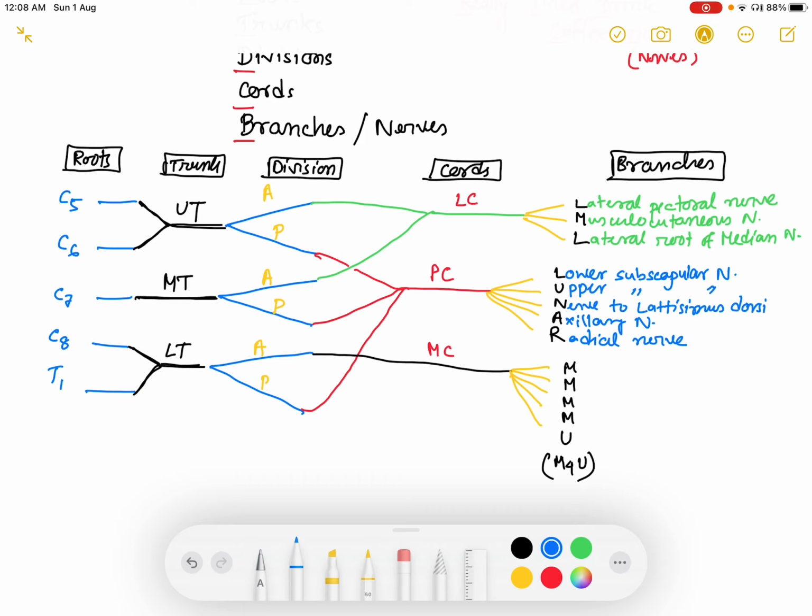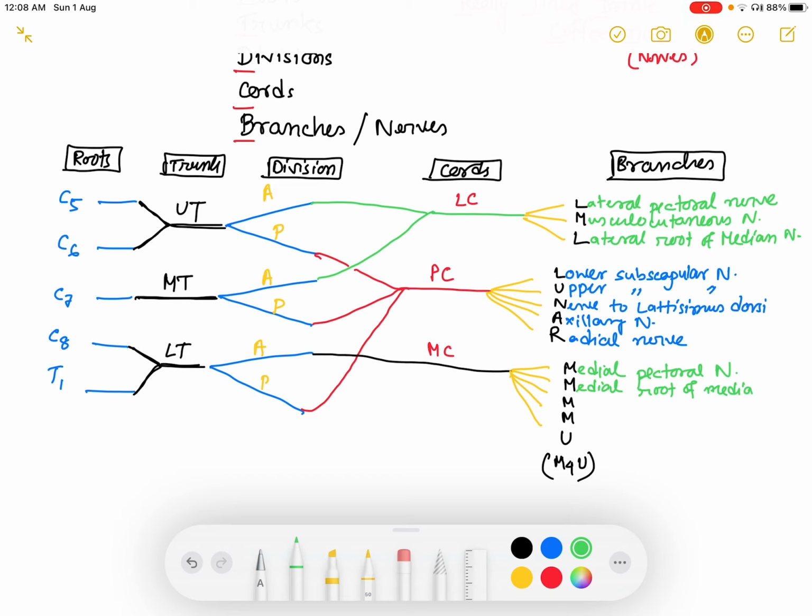And what are the branches of the medial cord? M4U. M is the medial pectoral nerve. Another M is the medial root of median nerve.